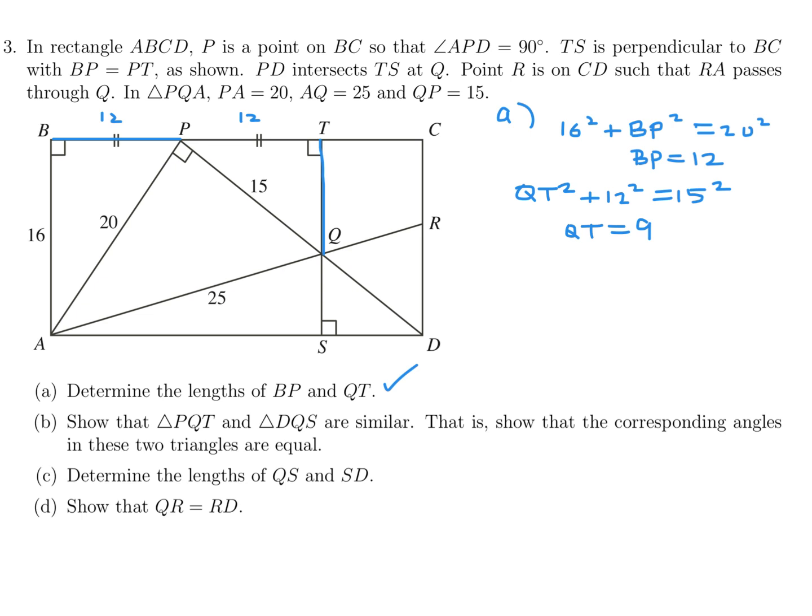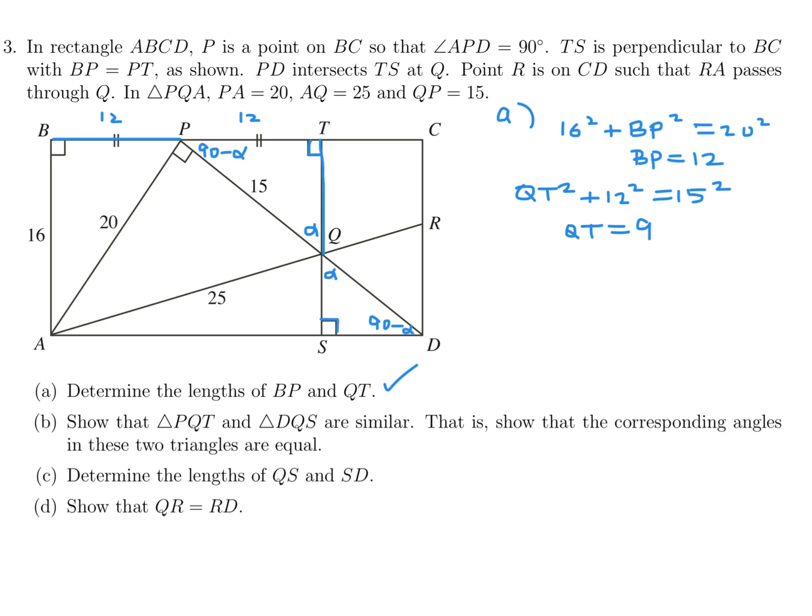B, show that triangles PQT and DQS are similar. That is, the corresponding angles are equal. Okay, PQT. Here, we're going to have to label some stuff. PQT, so I'm going to call this angle alpha, and therefore, since this is 90, this will be 90 minus alpha. And what's the other one? DQS. Well, by opposite angles, this is also going to be alpha. And then therefore, this is 90 minus alpha. And this is a right angle.